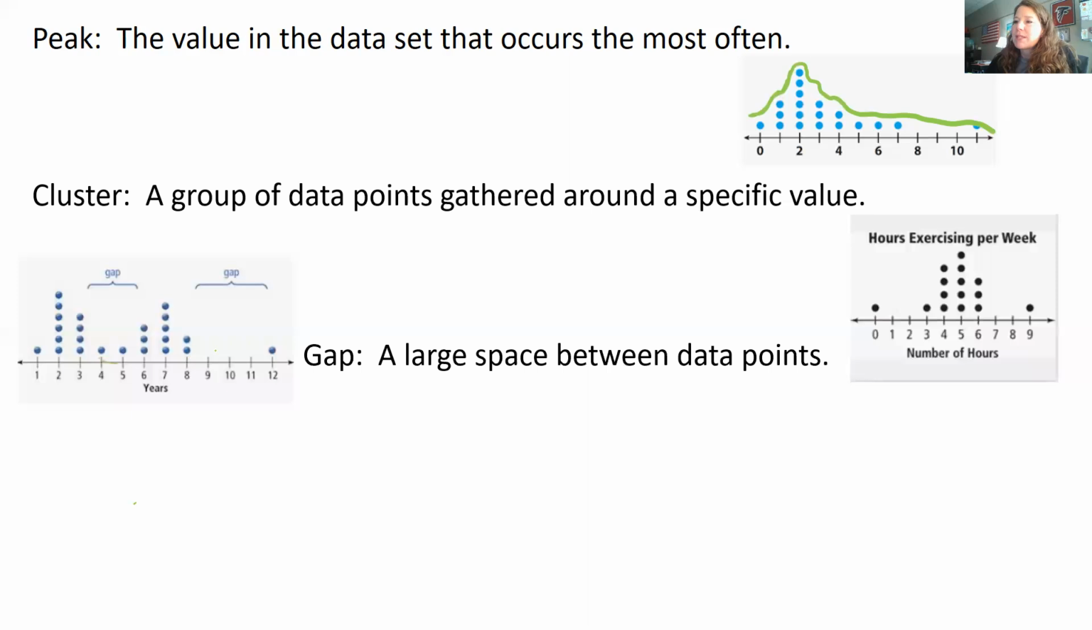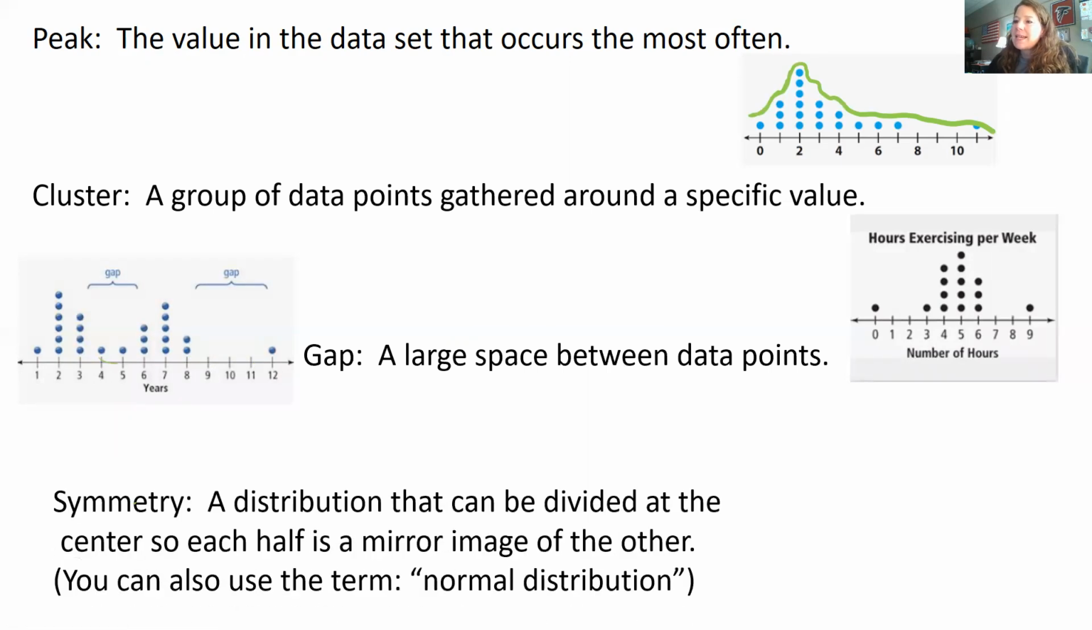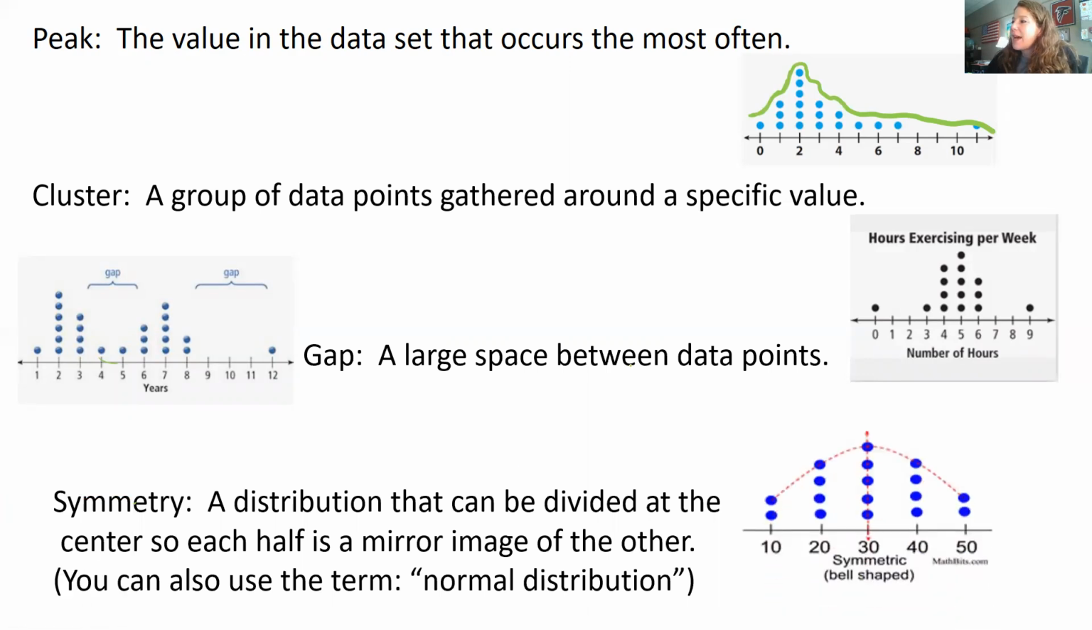Here we have 2 responses, but here there's no responses from 9 to 11. So there's a gap in our data. And if we talk about a graph looking symmetrical, that means that we're going to see a kind of a bell, you know how a bell that you can ring looks, the top of the bell.